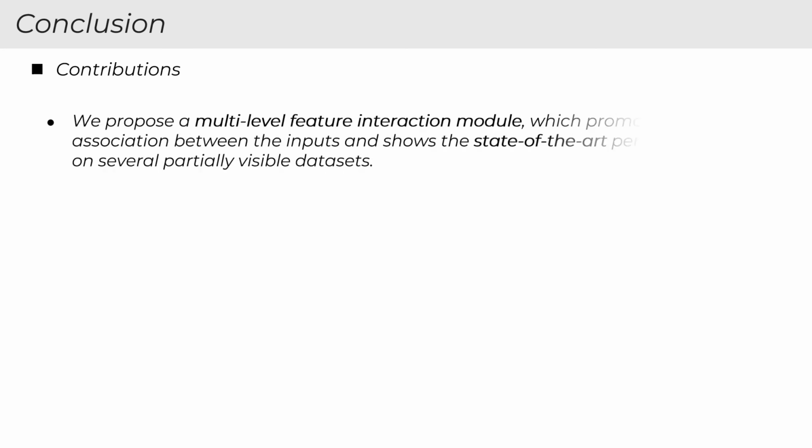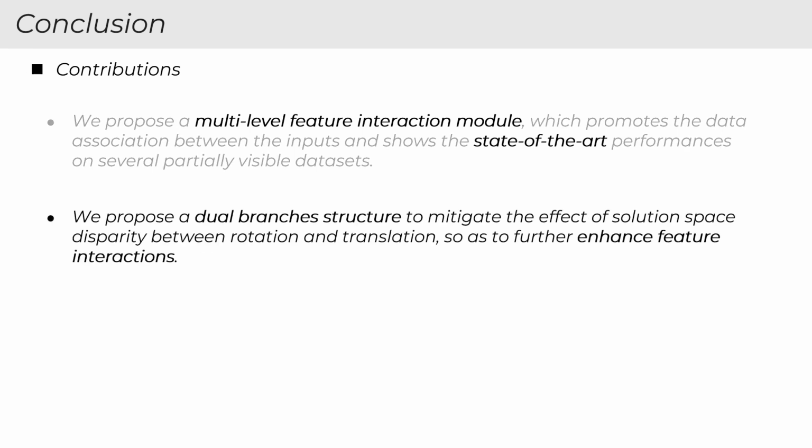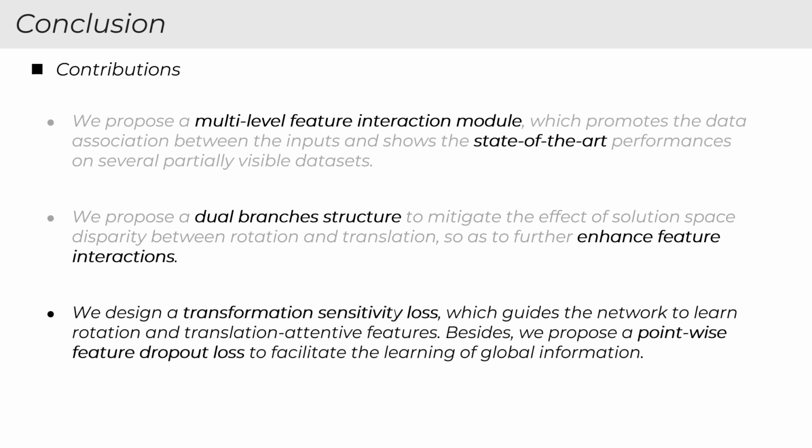In summary, our contributions are threefold. First, we propose a multi-level feature interaction module, which promotes the data association between the inputs and shows state-of-the-art performances on several partially visible datasets. Moreover, we propose a dual branches structure to mitigate the effect of solution space disparity between rotation and translation, so as to further enhance feature interactions. Furthermore, we design a transformation sensitivity loss, which guides the network to learn rotation and translation attentive features. Besides, we propose a pointwise feature dropout loss to facilitate the learning of global information.